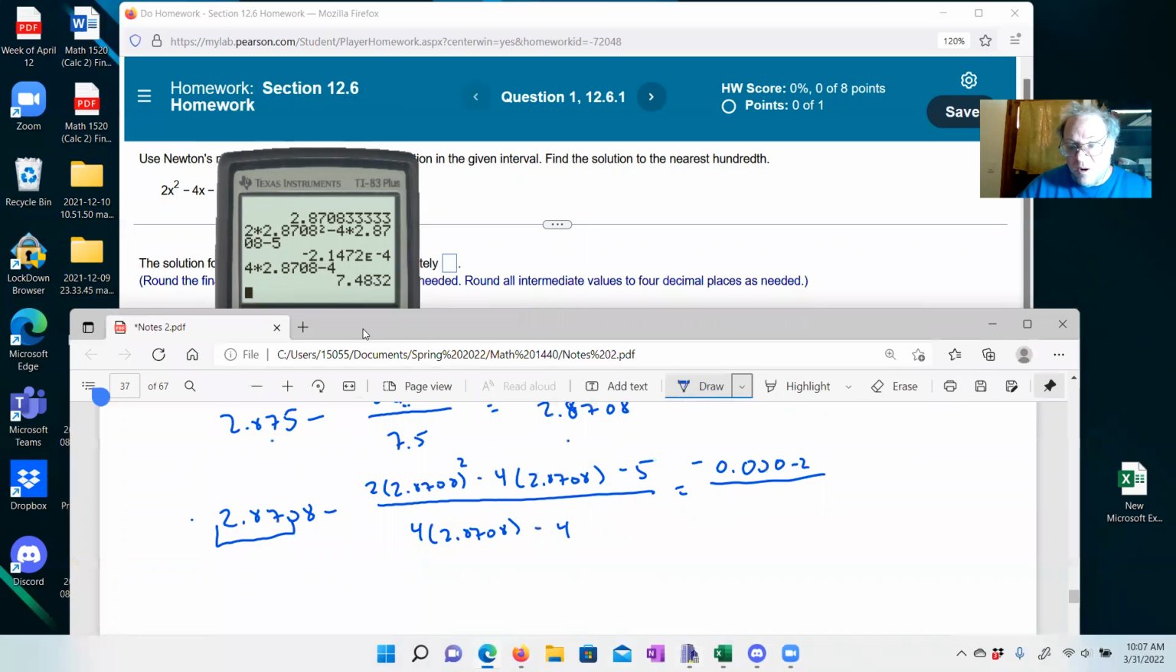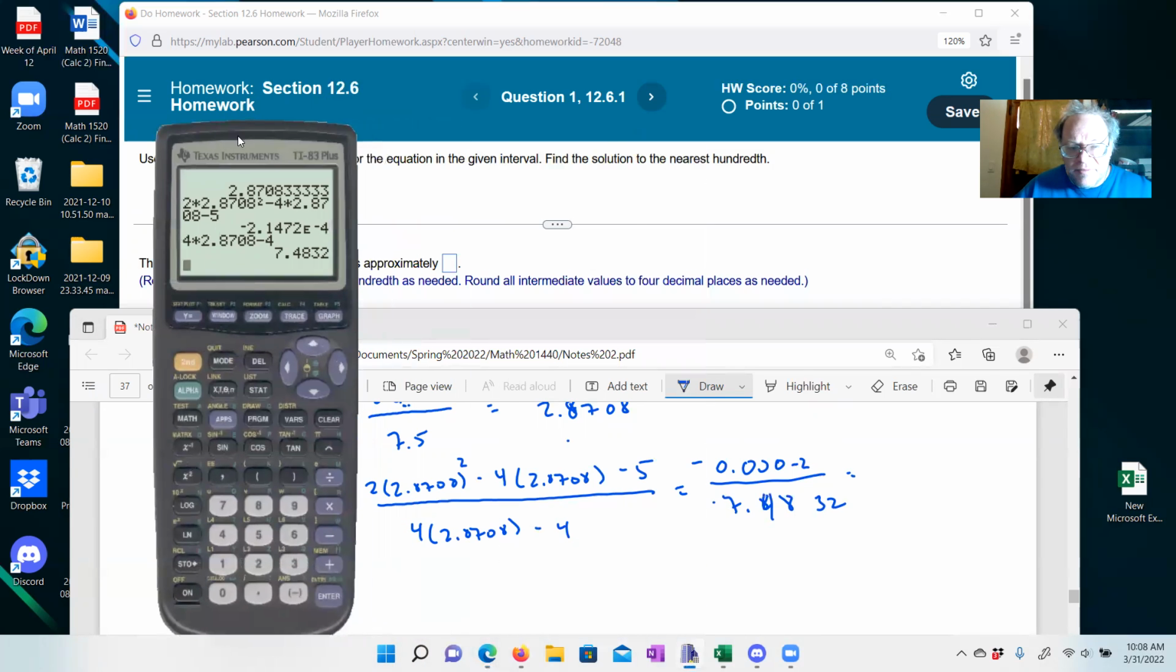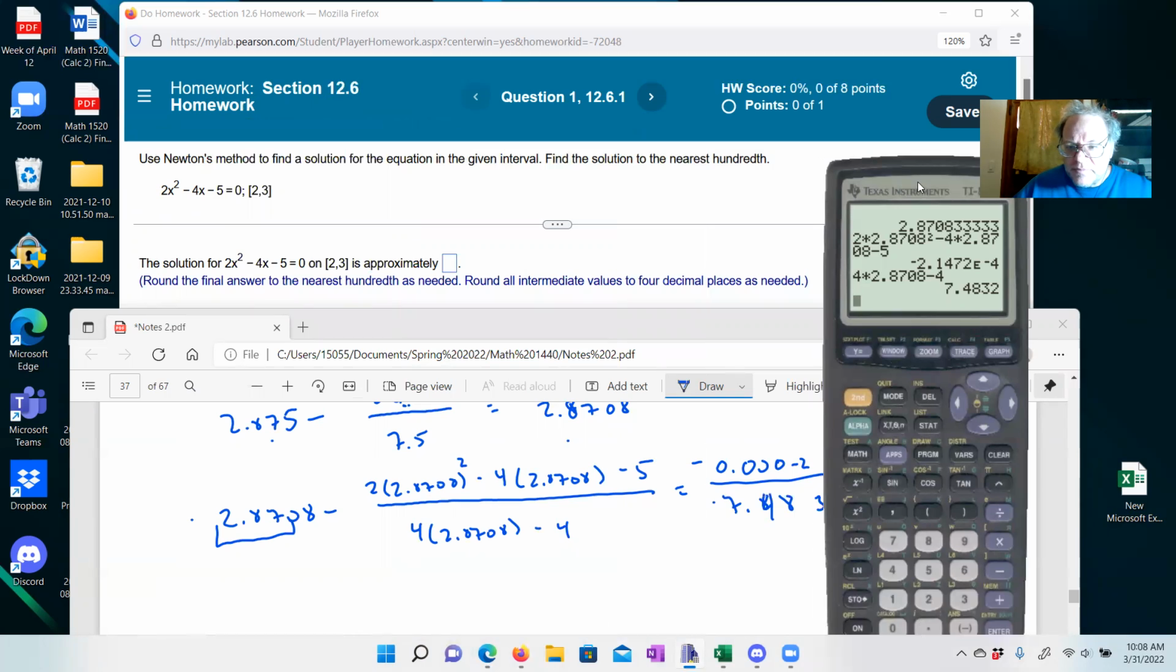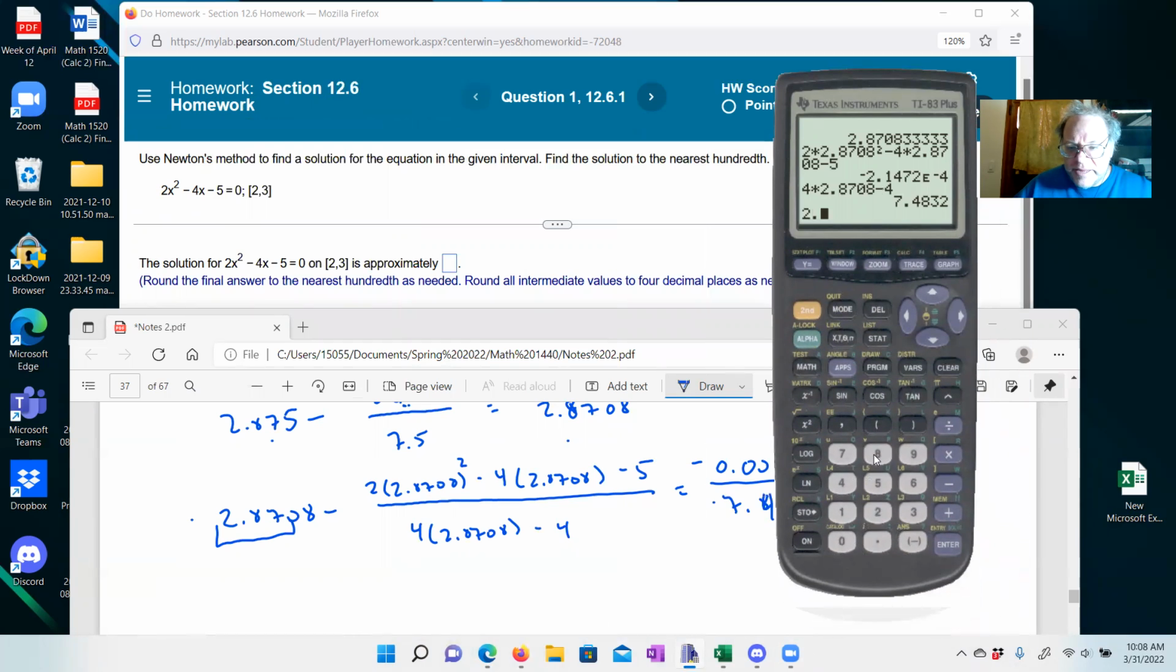If you wanted to do one more, just for completeness, this is going to be 7.4832. And what are we going to have here? We're going to have 2.8708 minus, and I'll show you with this one, it's going to be minus a minus. That's a negative thing, so it's going to be a positive here.